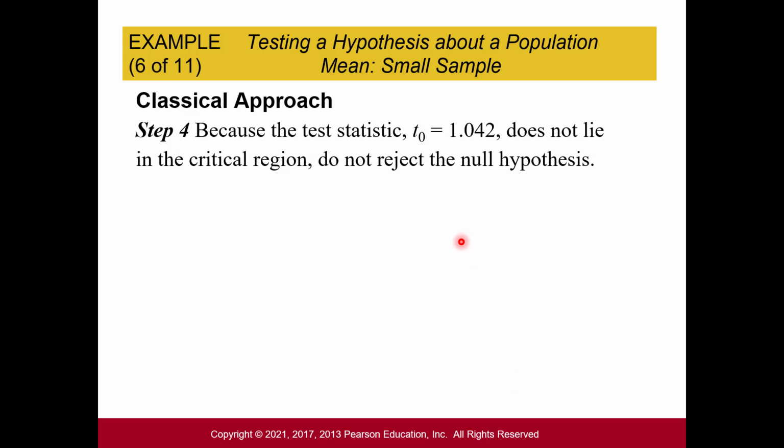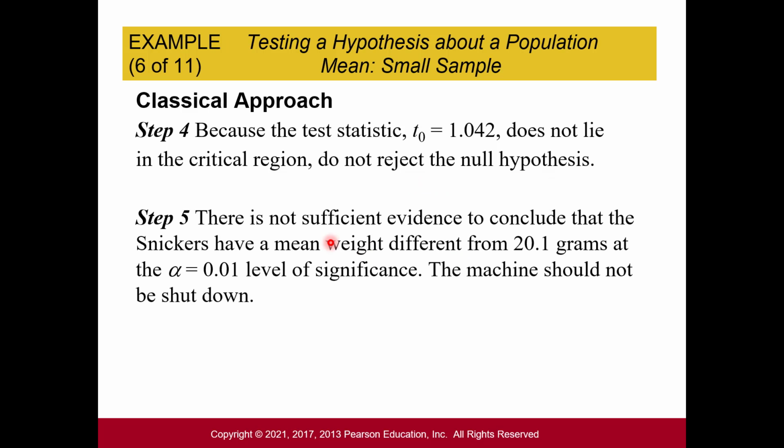And so because our t-naught value is not in one of the critical regions, it's not less than the smaller critical value or greater than the bigger critical value, we do not reject the null hypothesis. So we can conclude there is not sufficient evidence to conclude that the Snickers have a mean weight different from 20.1 grams at a 0.01 level of significance, so the machine should not be shut down.